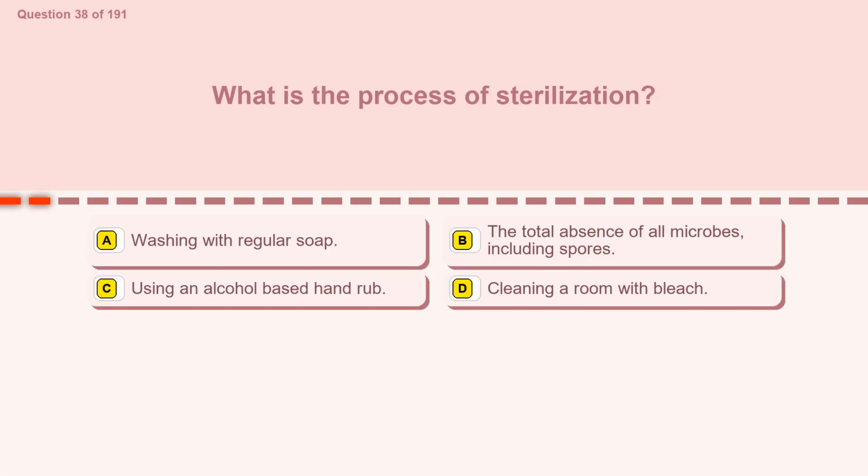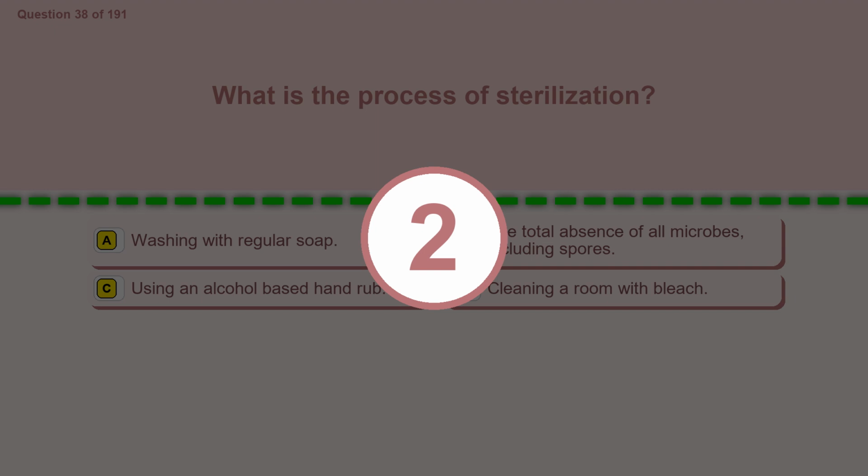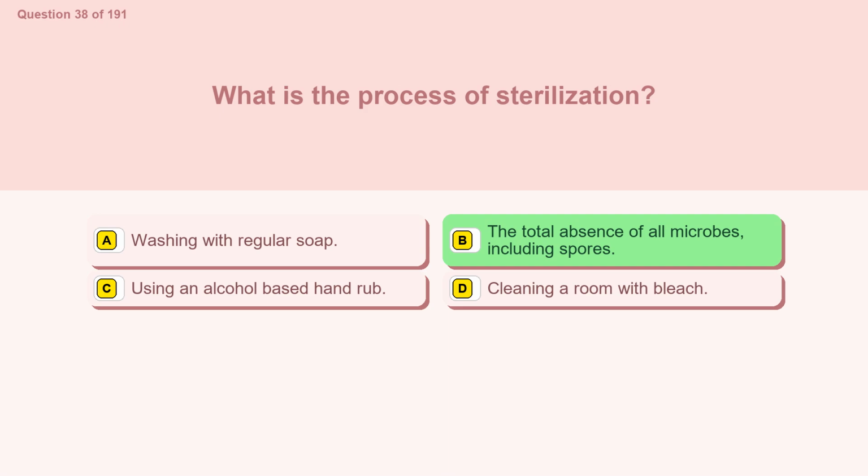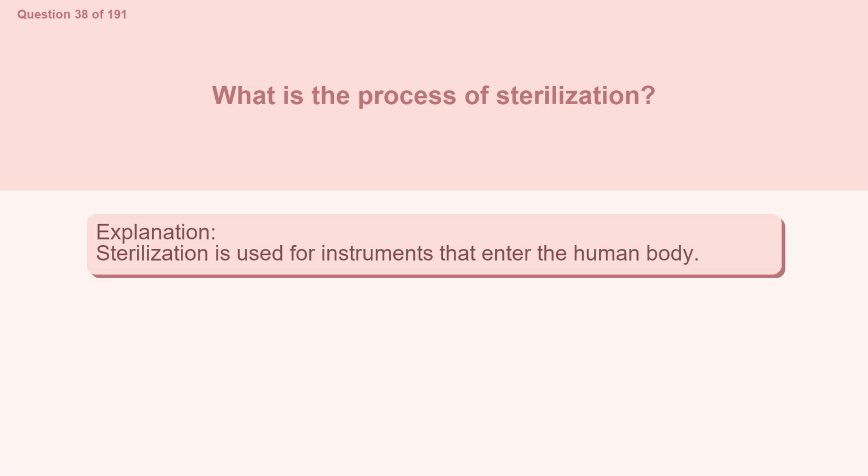Question 38. What is the process of sterilization? Option A. Washing with regular soap. Option B. The total absence of all microbes, including spores. Option C. Using an alcohol-based hand rub. Option D. Cleaning a room with bleach. The correct answer is option B. The total absence of all microbes, including spores. Sterilization is used for instruments that enter the human body.